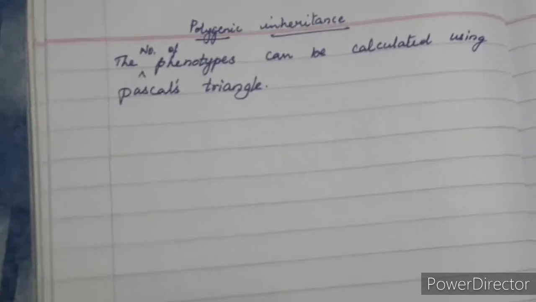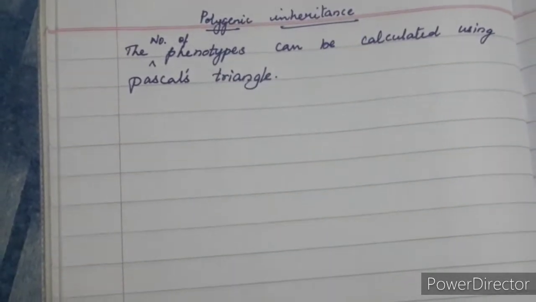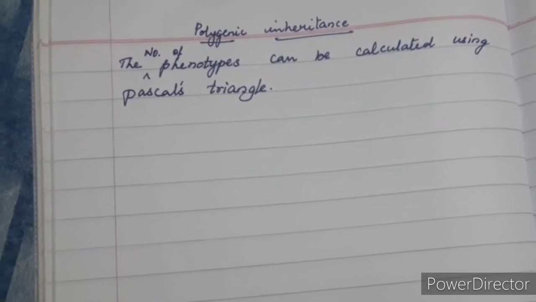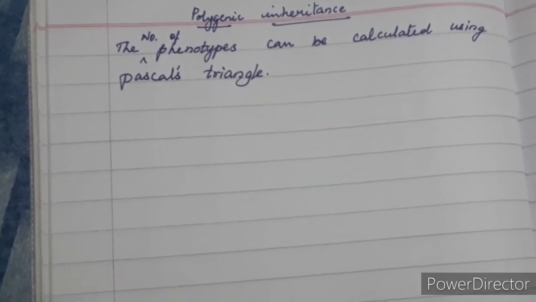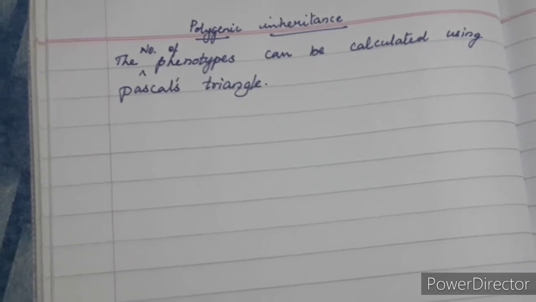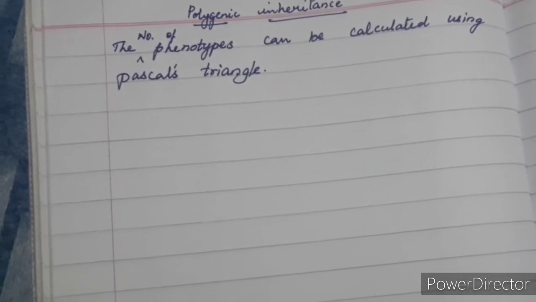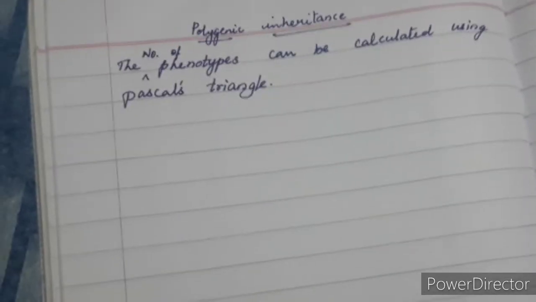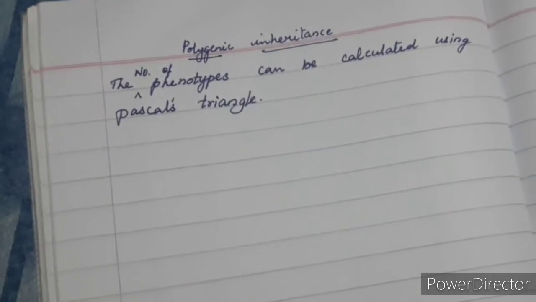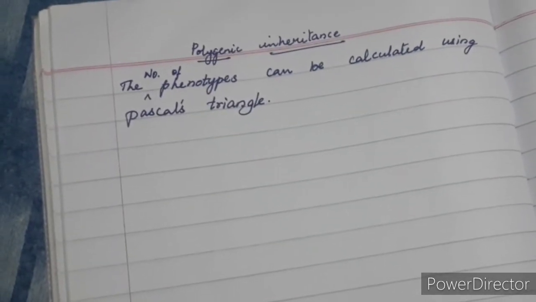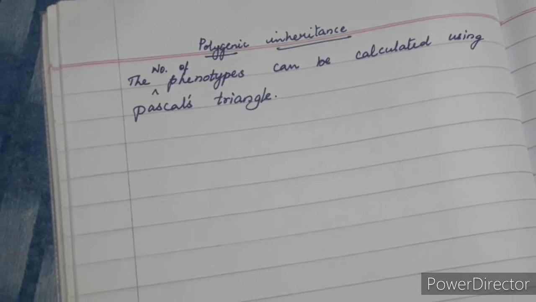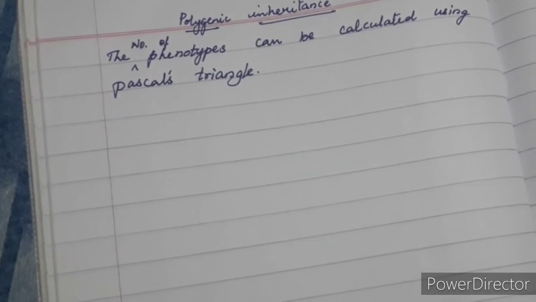So here we are. Today we are going to discuss polygenic inheritance, especially how to find the number of phenotypes in polygenic inheritance. As we all know, polygenic inheritance is a quantitative inheritance where we can observe continuous variation in the phenotype, like height in human beings as well as skin color in human beings. Based on the number of alleles involved, the phenotype we get is going to vary. That's what we are going to discuss here.